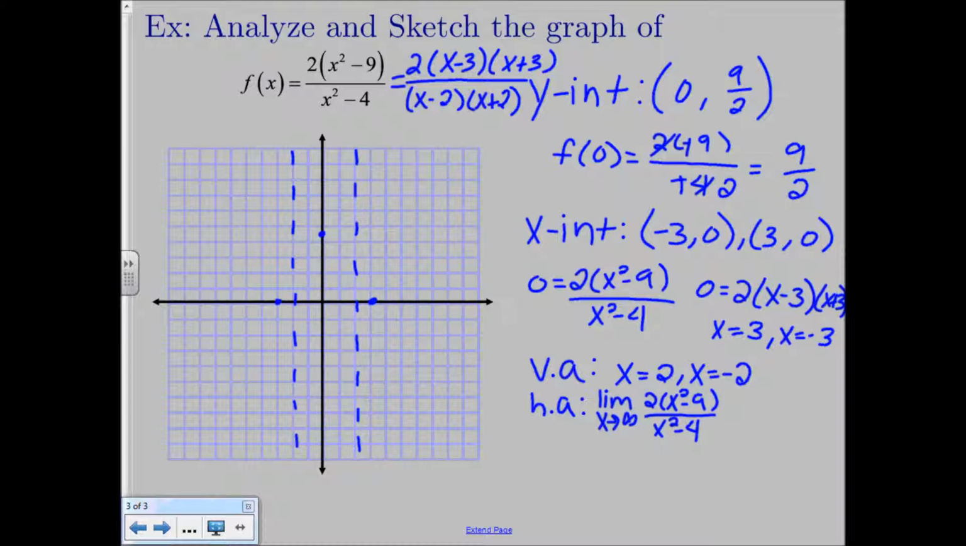Now, we know that the highest power on the top matches the highest power on the bottom, which means that we just have to do the ratio of the coefficients. So we have 2 over 1, or just 2. So we know that we have a horizontal asymptote at y equaling 2. So we'll also put that on the graph, and then we can start taking our derivatives.